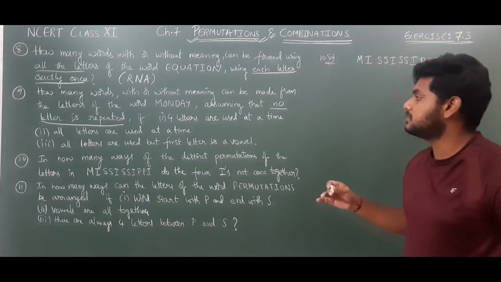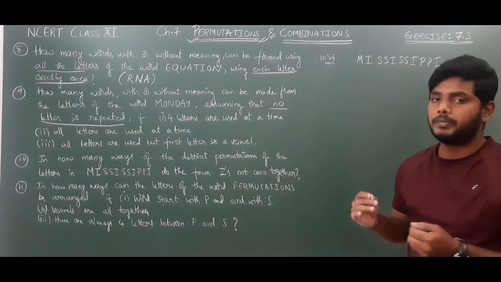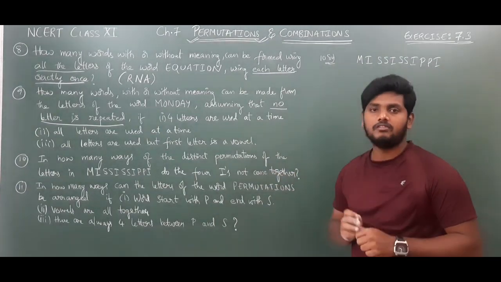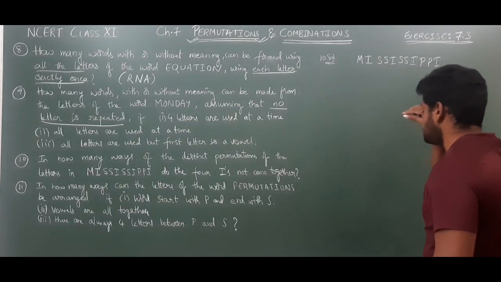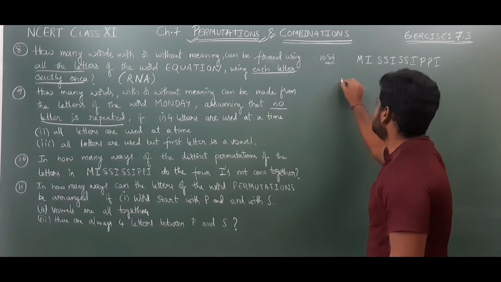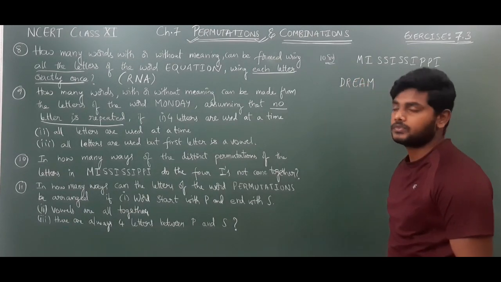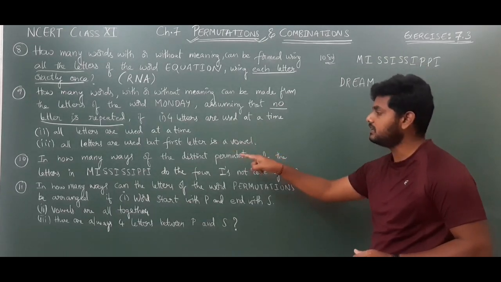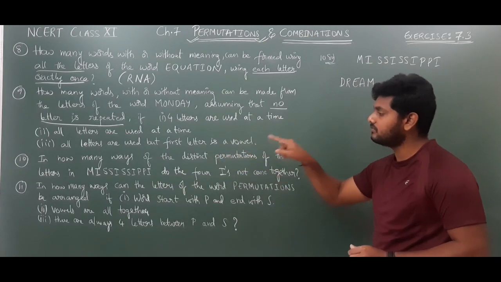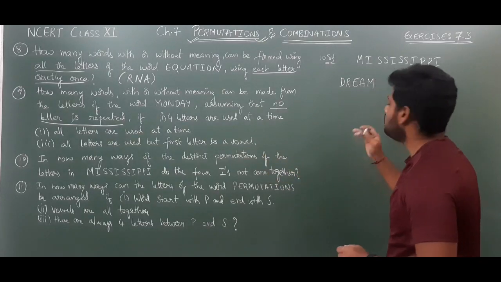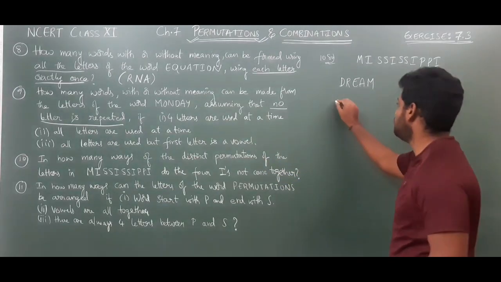This is a different type of question when compared to the previous one. To understand this question clearly, I will give an example. Take the word dream. The question is: in how many ways can the distinct permutations of the letters in dream be arranged so that all vowels occur together?